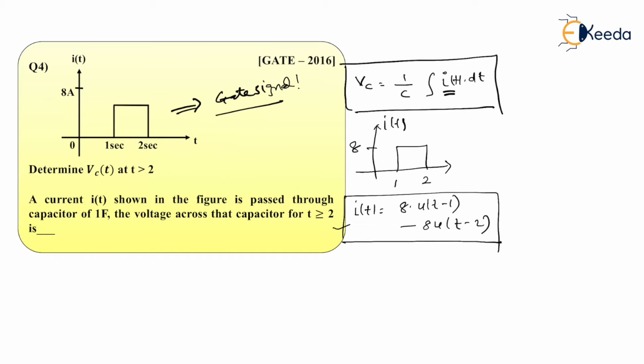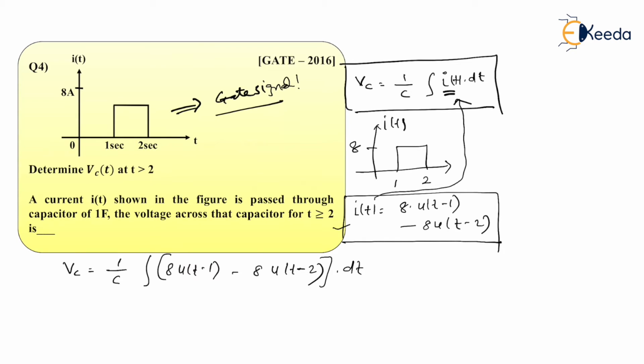So now if such a signal is, let's say, passed through a capacitor having 1 farad value, they are asking you what is Vc of t for t greater than or equal to 2. Let's go for it. If the current is known, that is I of t, and if I substitute in this expression, I'll get Vc. So now Vc is simply 1 upon c integration of 8 times u of t minus 1 minus 8 times u of t minus 2, with respect to t time. So now we'll see how to go about it.